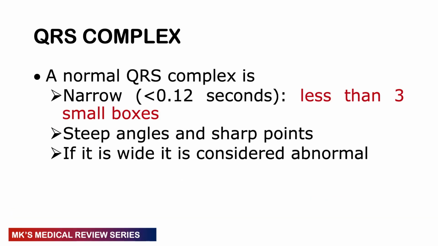When we come now to the QRS complex, we ask ourselves, are they normal? Are they less than 3 small boxes? Remember, at this particular time, we're not assessing the height of the QRS complex, we're just assessing the width. If they're less than 3 small boxes, the angles are steep, they have sharp points, they're not curving, then it's not pathological. If there's widening of the QRS complex, they are broad, that means there's a problem there, they're abnormal.